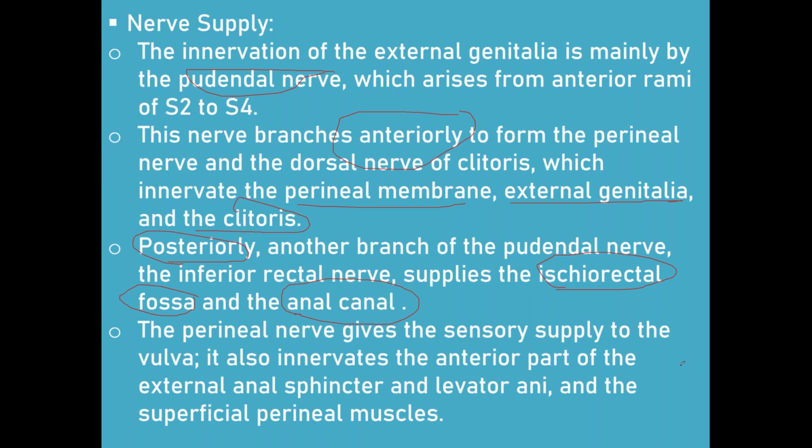And the perineal nerve gives the sensory supply to the vulva. It also innervates the anterior part of the external anal sphincter, levator ani, and the superficial perineal muscles. So this is about the innervation. This is very important.